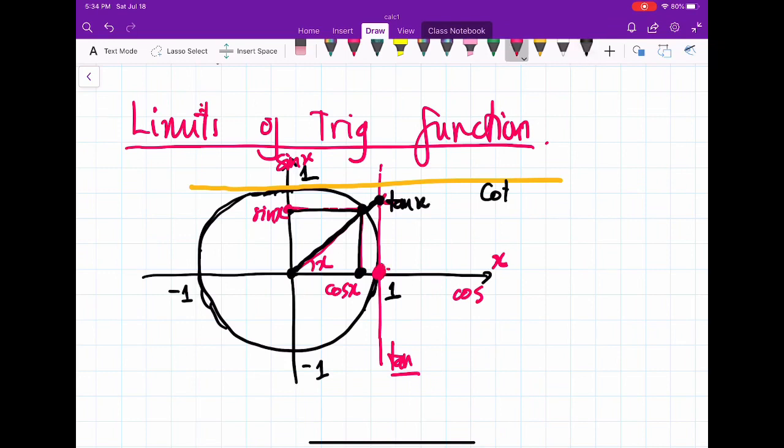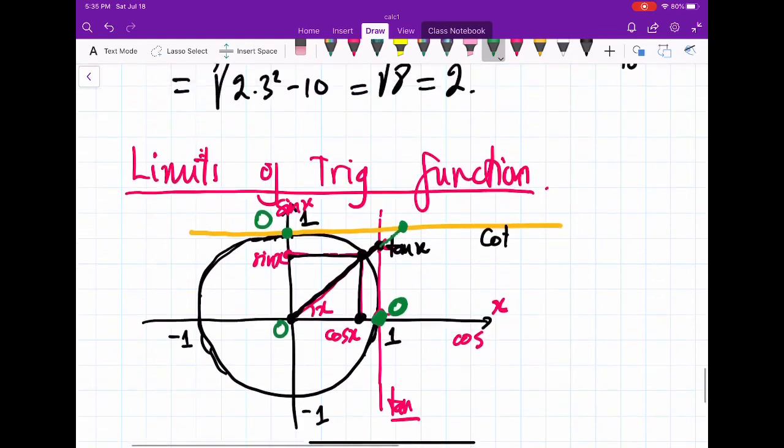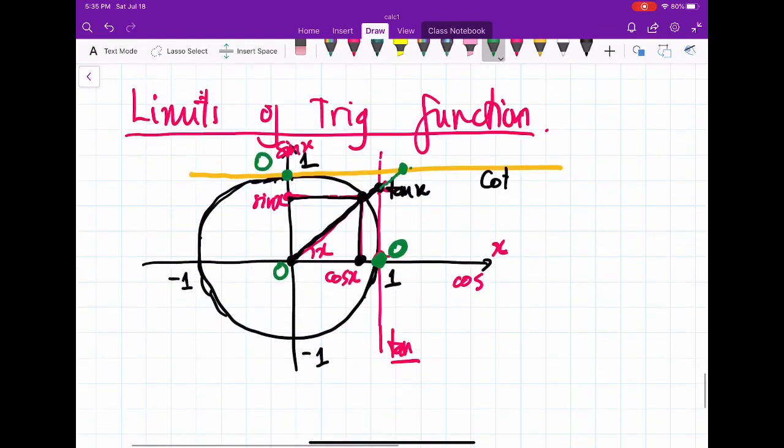Don't forget this. This is 0 for tangent, okay? This is 0 for tangent. This is 0 for cosine and sine, but the 0 for tangent is right here. And the 0 for cotangent is right here, okay? So if you extend this to this line, that will intersect with cotangent, and that is the cotangent value of the x.